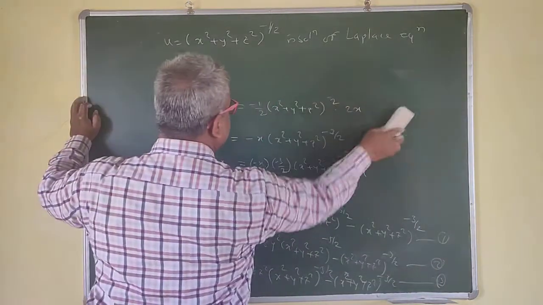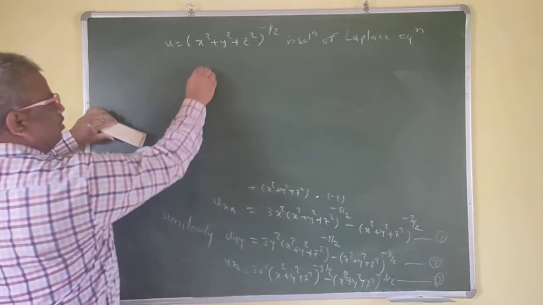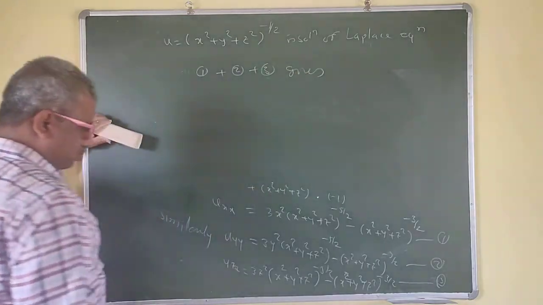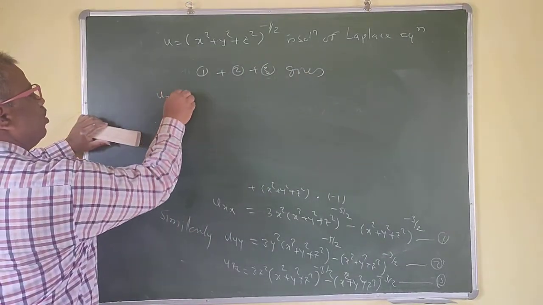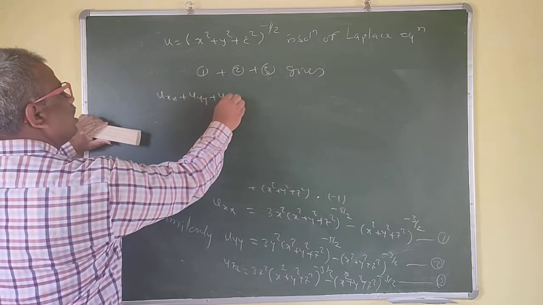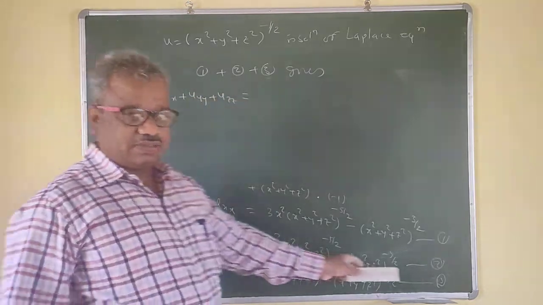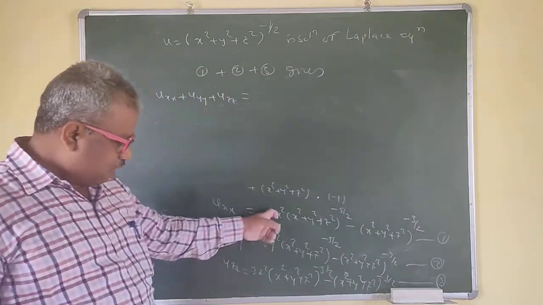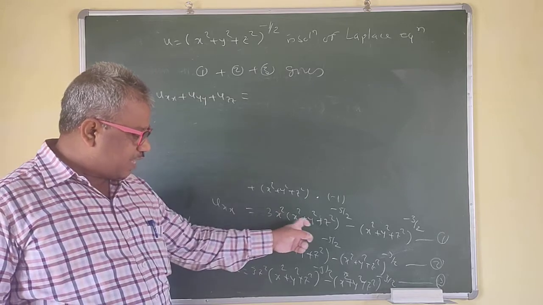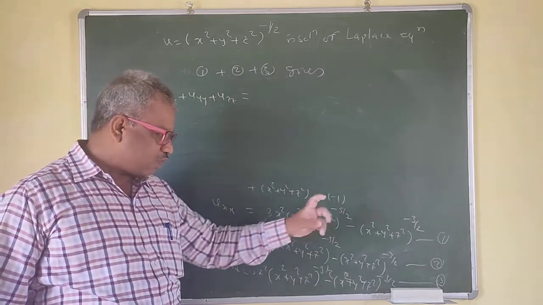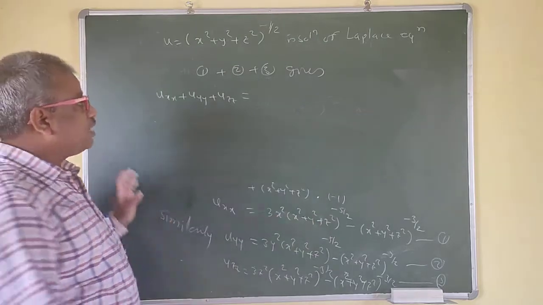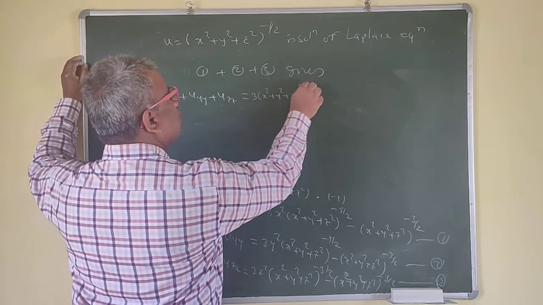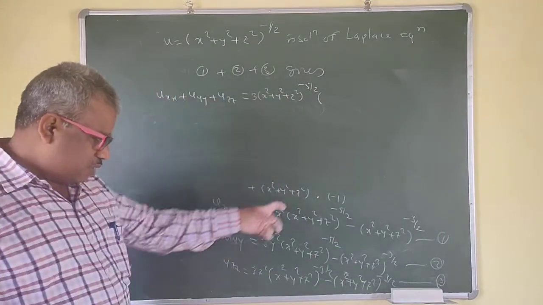Okay? So we will add these 3 now. So 1 plus 2 plus 3 gives uxx plus uyy plus uzz. Now see here. You cannot cancel this, so you have to add these 3. So here your 3 x square y square (x square plus y square plus z square) to the power minus 5 by 2 is same everywhere. So we'll take that common now. So this is (x square plus y square plus z square) to the power minus 5 by 2 common, right? So everywhere.